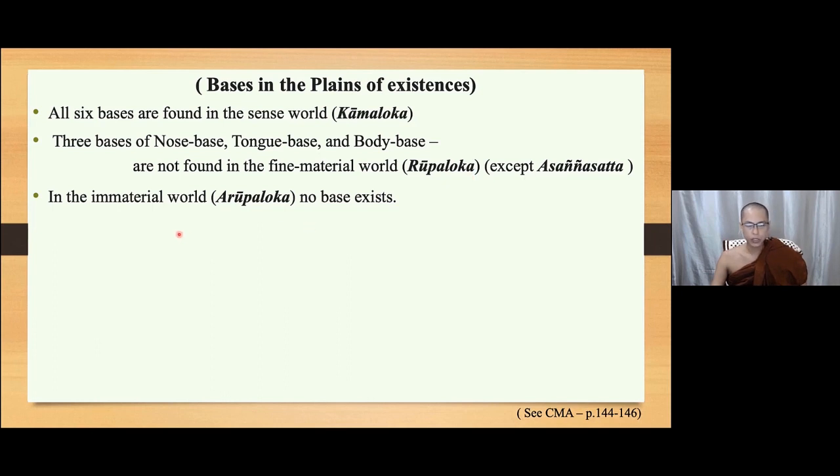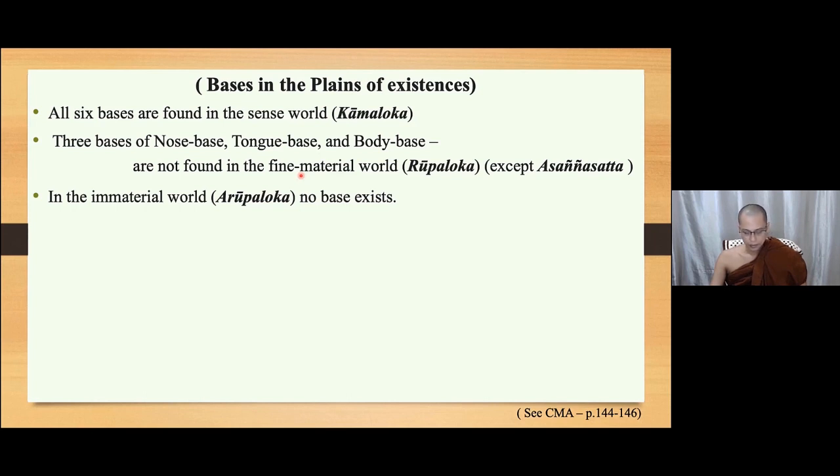Then in the immaterial world, no base exists. This classification is given by Venerable Anuruddha, the author of the Abhidhammattha Sangaha, in the Compendium of Bases, Vatthu Sangaha.